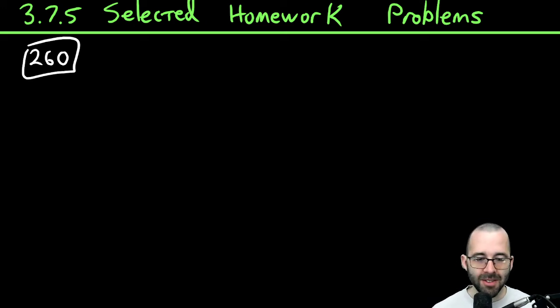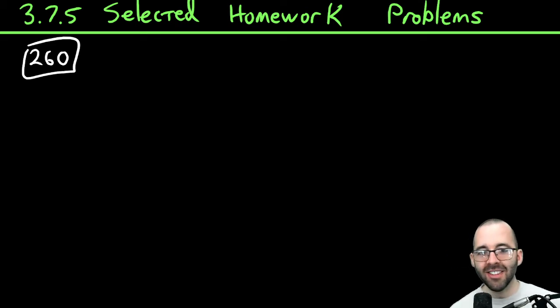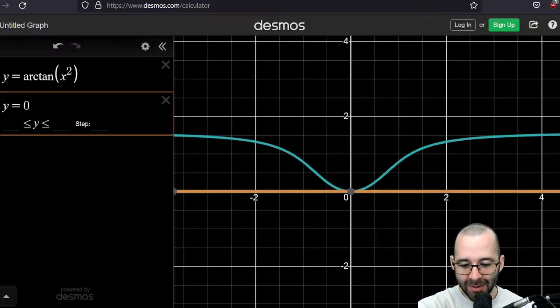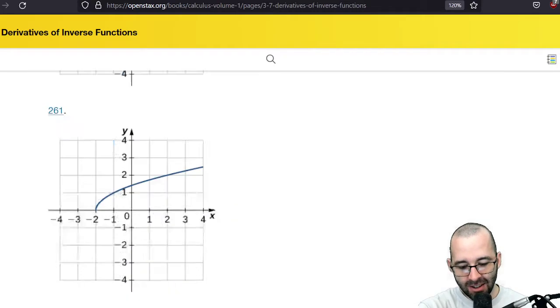One of the funny things about this book is the problems don't reset every section. So we're in 3.7. We're on problem 260. And you know that there's a lot of problems because I have been making you do them. But it's also funny to see the big numbers.